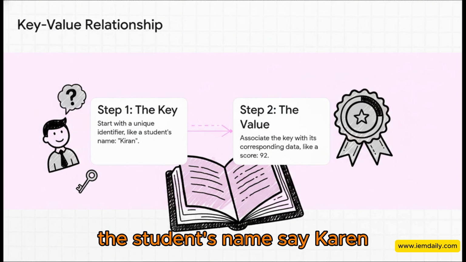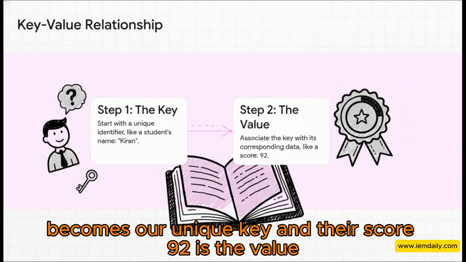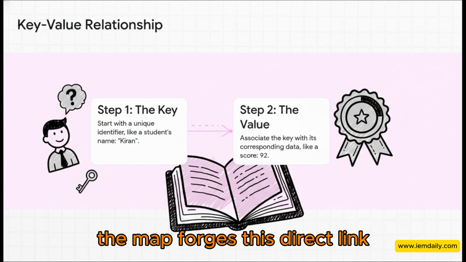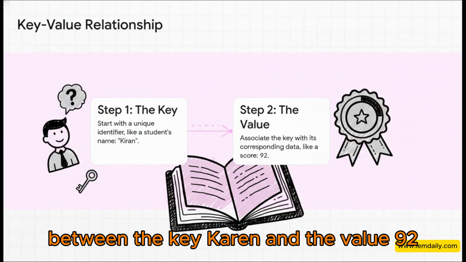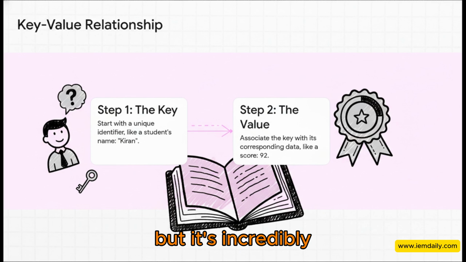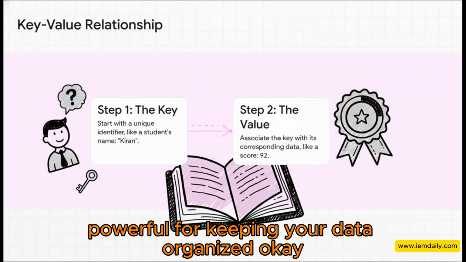The student's name, say Kieran, becomes our unique key, and their score, 92, is the value. The map forges this direct link, this logical connection between the key Kieran and the value 92. It's a really simple idea, but it's incredibly powerful for keeping your data organized.